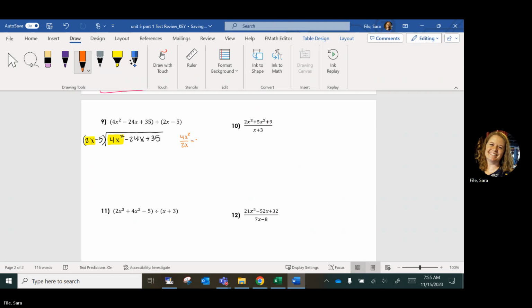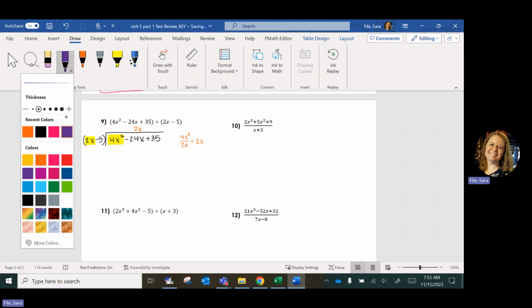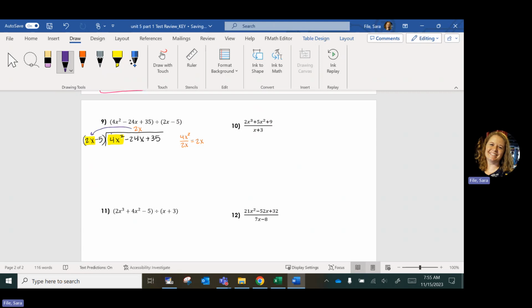2x. Now I line up my terms by degree. So it's an x term. It's going to be lined up on the quotients, where the quotient goes above the x term. So above the 24x. So I'm going to put 2x here. Then I am going to multiply and distribute that to the 2x and the minus 5. So 2x times 2x is 4x squared, and 2x times negative 5 is negative 10x.